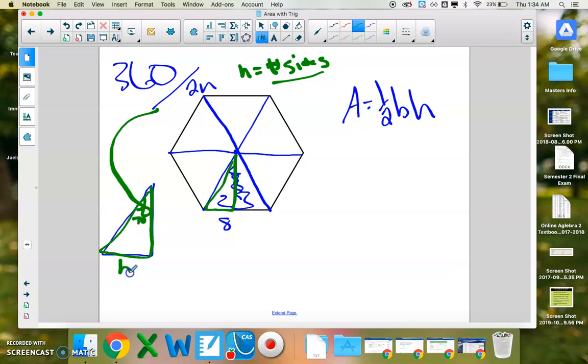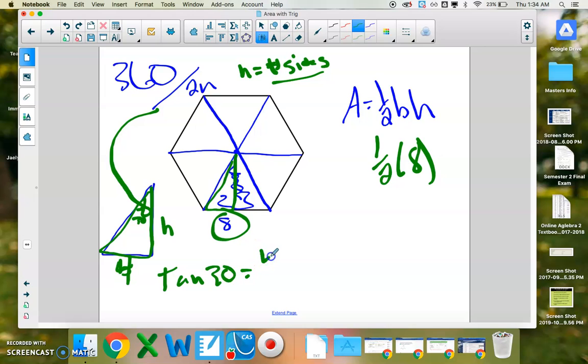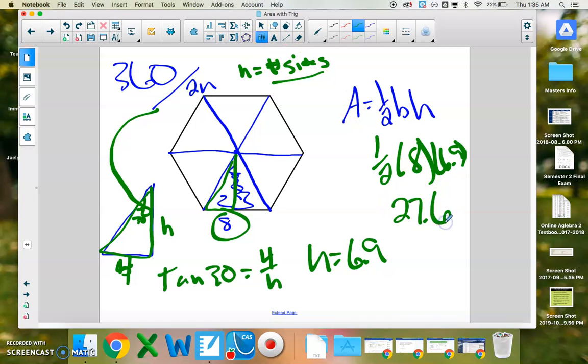So then we're looking at our base and our height. Well, our base we already have is 8, so we have 1/2 of 8. And then our height, this now becomes 4. We just find our height by doing the tangent of 30 degrees is equal to 4 over h. And we're right back to where we did before. So we end up solving for that. We get h is equal to 6.9. So you take half of 8 is 4. 4 times 6.9 gives you just the area of that triangle. So when you do that, you get 27.6 as the area of one of these triangles.